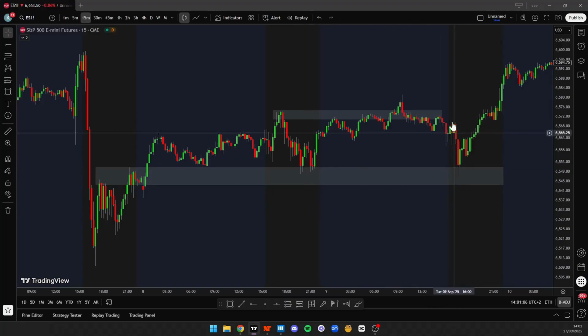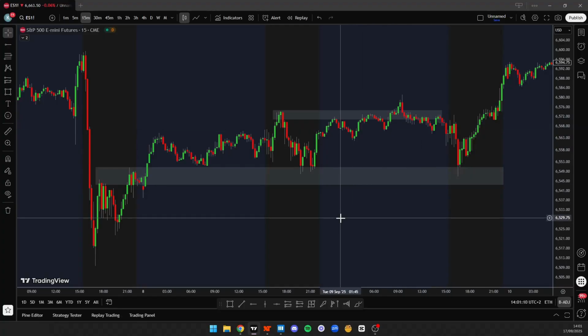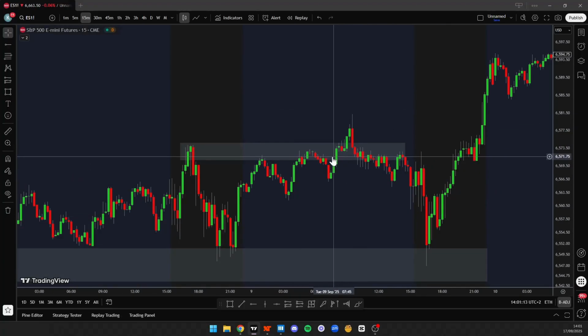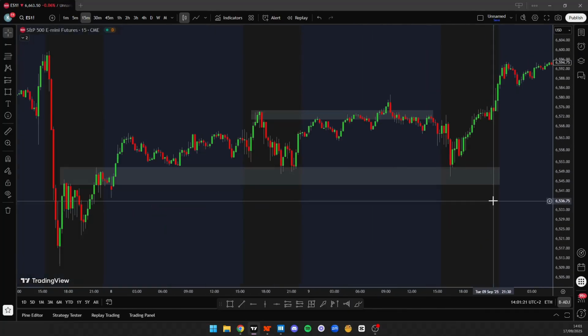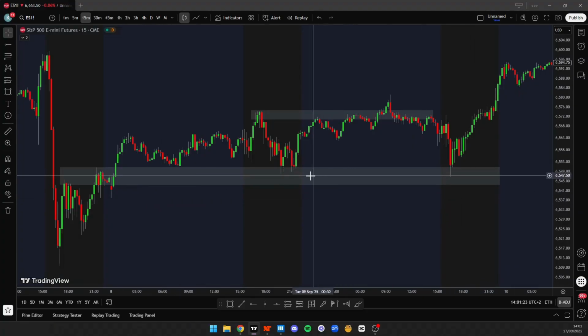Okay, so to avoid all these fake outs, I recommend you guys start looking into waiting a bit when the resistance or support is broken. Wait for first retest, wait for a reaction, and then maybe look to enter on the second retest or on the third retest when price actually confirmed that this level now is new support, new resistance.